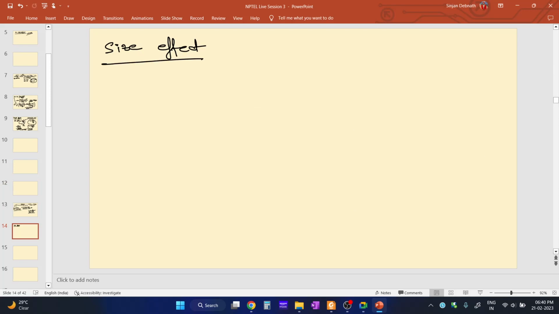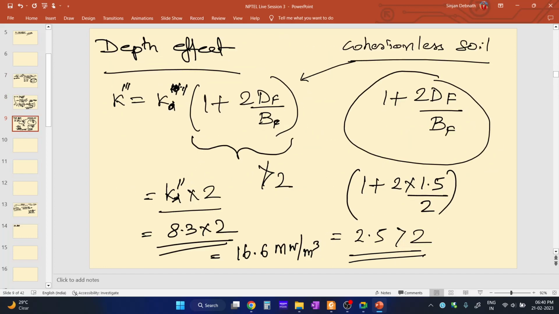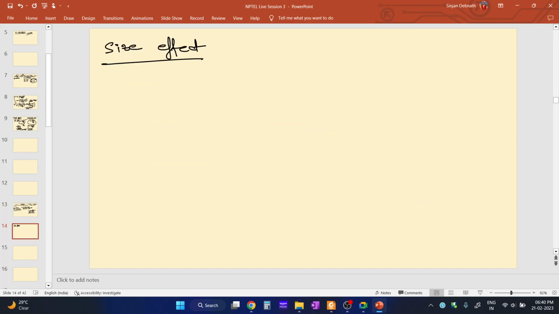Size effect. In the last two questions, the footing size was, I think, 2 meter by 4 meter. In this question, it is 2 meter by 3 meter. Okay, so let us incorporate the size effect. That means we will find out the subgrade modulus for the footing size 2 meter by 2 meter initially.